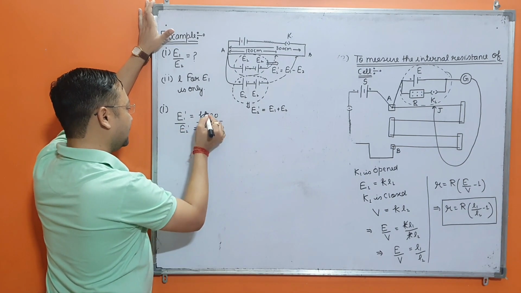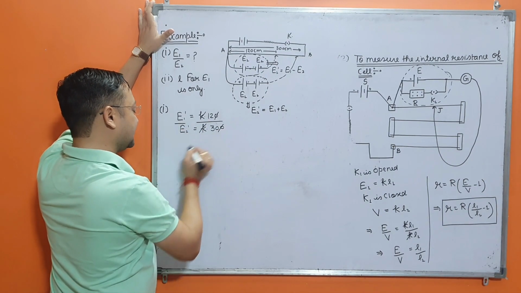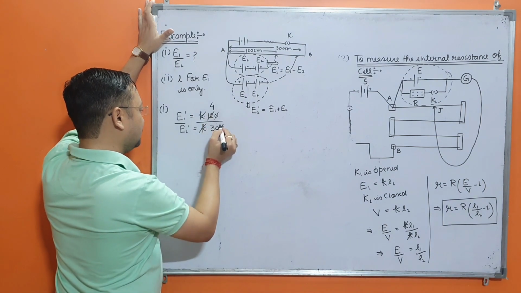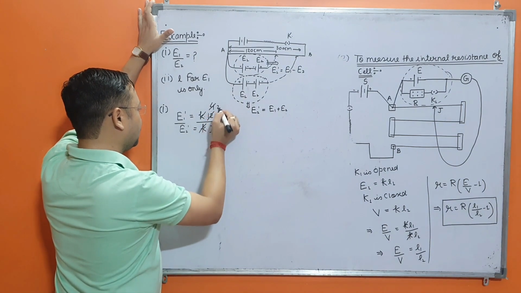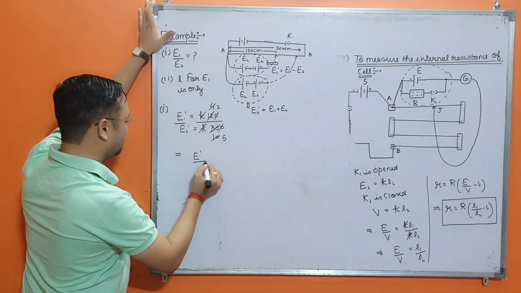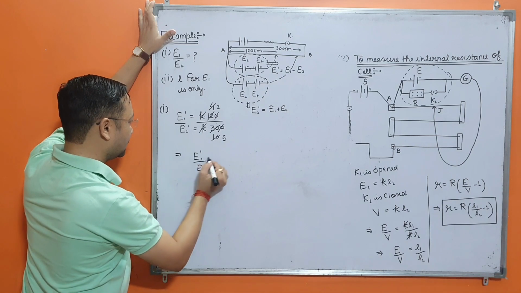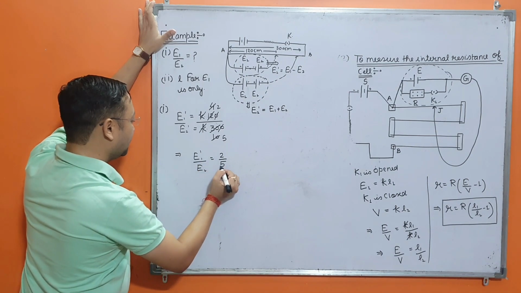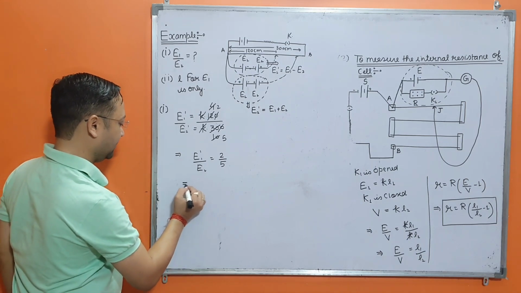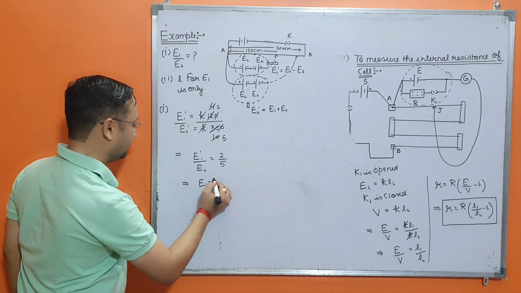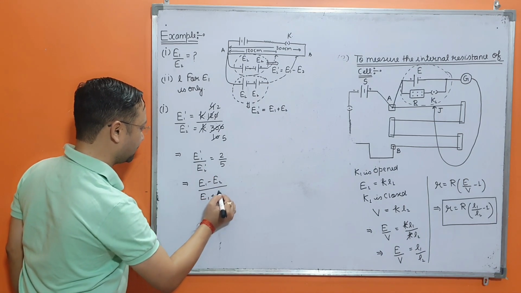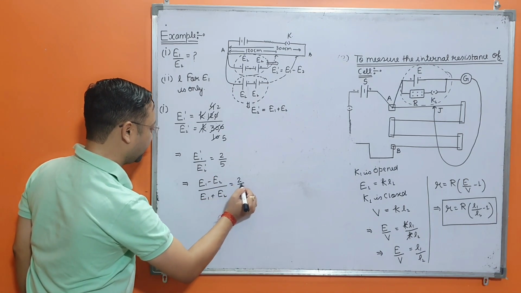Just divide them. K and K get cancelled. 3 4 ja 12, 10, 2 2 ja 4 and 2 5 ja 10. This implies that E1 dash upon E2 dash is equal to 2 by 5, but you are interested in finding E1 upon E2. So E1 dash can be written as E1 minus E2 and E2 dash can be written as E1 plus E2, that is 2 by 5.